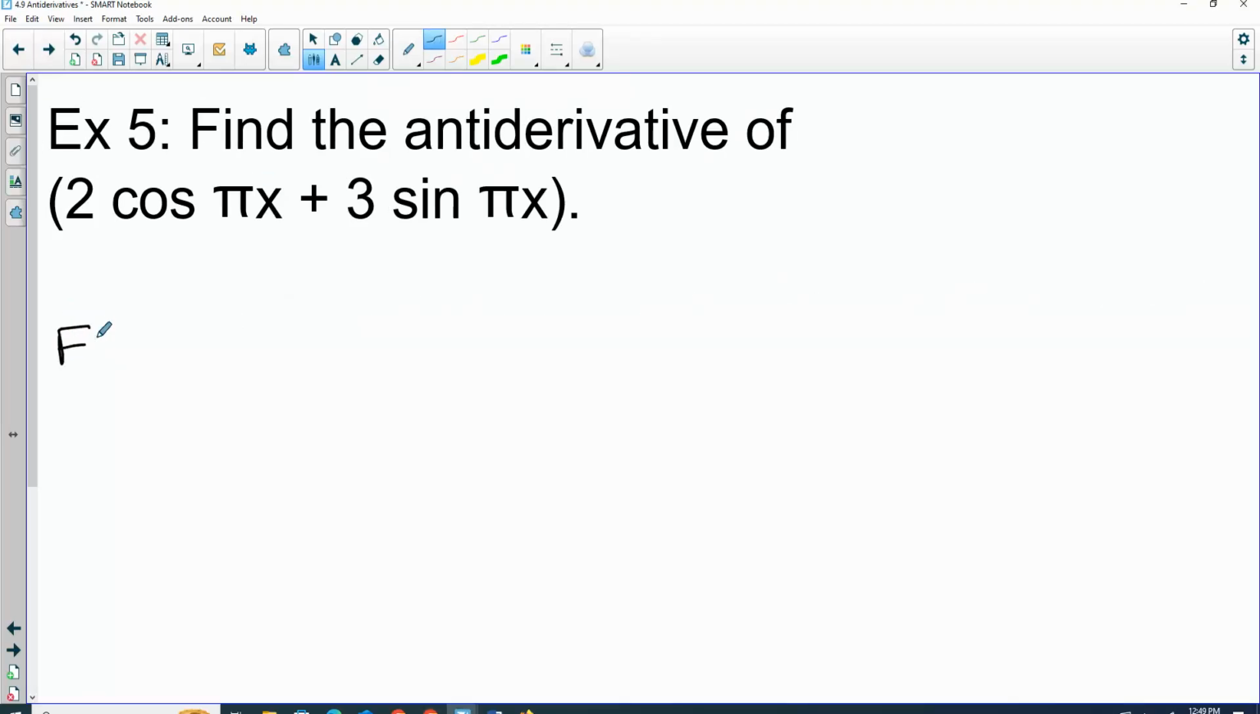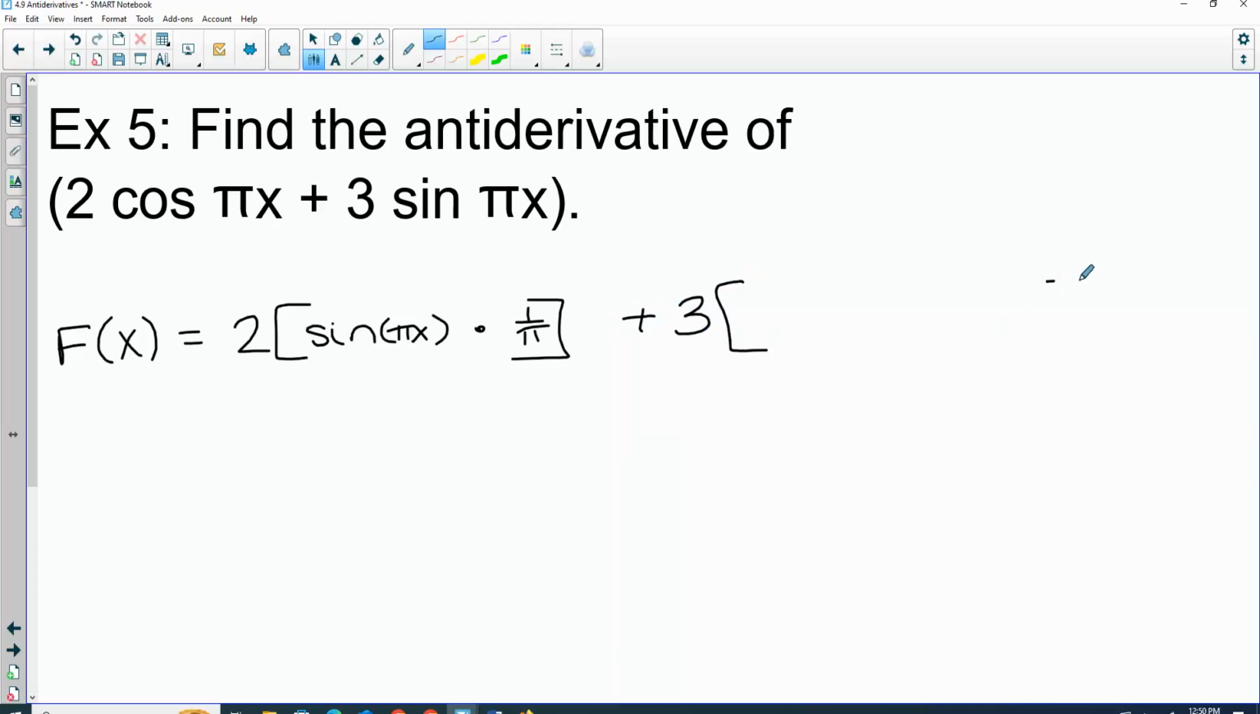Alright. So 2 would just stay. What has the derivative of cosine? Sine. When you do that, the angle won't change, but you would have to multiply by the derivative of the pi x, which is pi, so to cancel it, you need 1 over pi. Oh, the x goes away. Yeah. Think about chain rule. So 3 would stay. What has a derivative of sine? Negative cosine. When you do that, the angle won't change, but you would multiply by the derivative of the angle, which is pi. So to cancel it, we need 1 over pi.